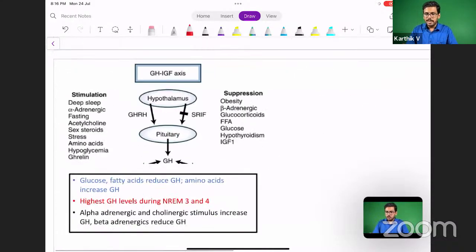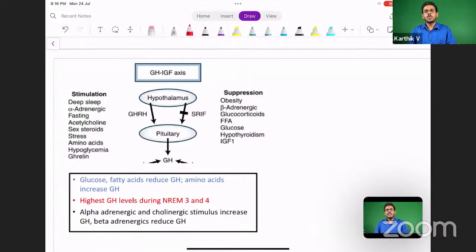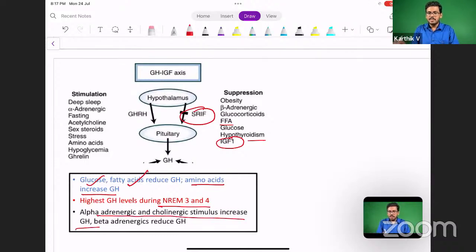Okay, so if you look at the factors that regulate the growth hormone levels, you can see the IGF-1, the hypothyroidism, free fatty acids. This SRIF is the somatostatin. So these are the things that inhibit the growth hormone. Amino acids increase growth hormone. The glucose and fatty acids in the food reduce the growth hormone. So amino acids increase, glucose and fatty acids reduce the growth hormone. And highest levels during the NREM stages. Alpha adrenergic and cholinergic stimulus increase growth hormone. Beta adrenergics reduce the growth hormone.